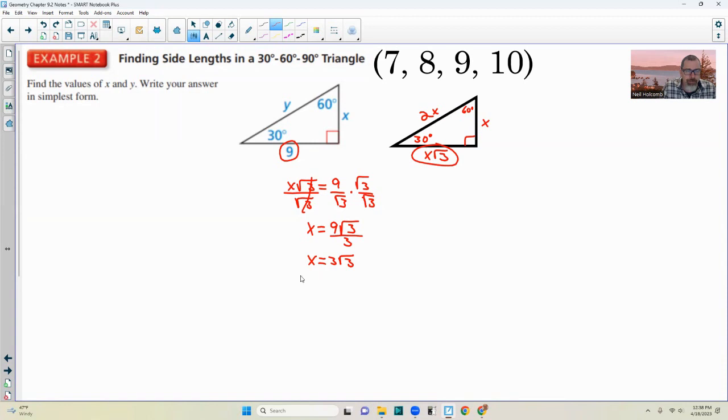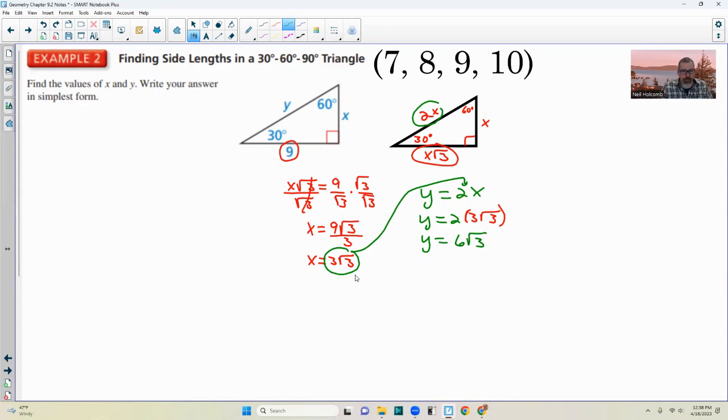Okay, so there's x. Now I'm going to find y. Well, y is 2x, and here's x. So y equals 2x. Here is x, so you just substitute it in here. Y equals 2 times 3 square root. Let me do that in red, because that's what I'm substituting in. 2 times x. Well, what is x? 3 square root 3. Okay, and then when I multiply that, I get y equals 2 times 3 is 6 square root 3. Okay, and there you have it. X is 3 root 3, y is 6 root 3.